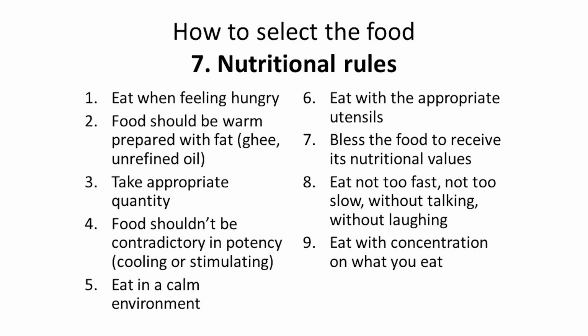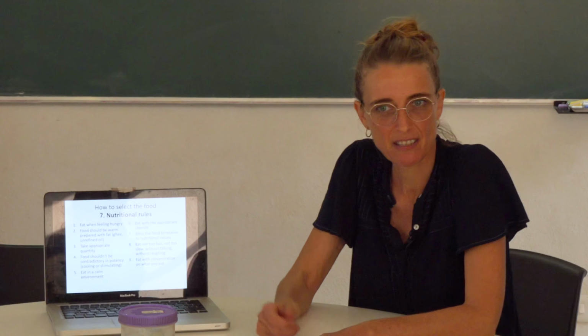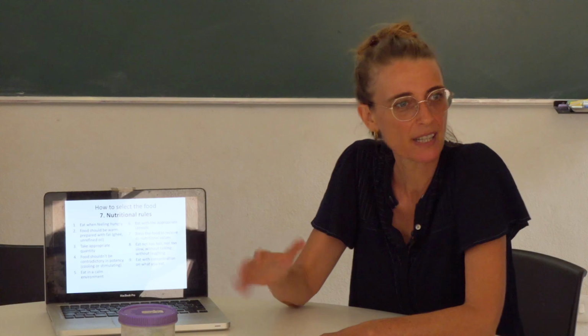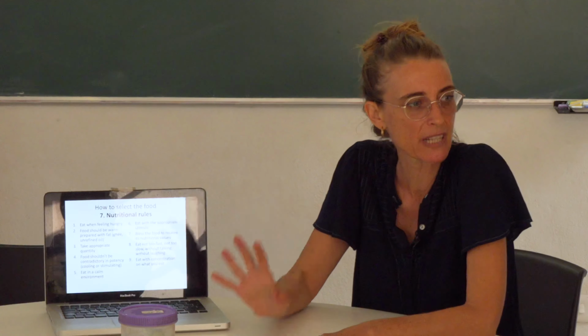So take the appropriate quantity, like we saw earlier. The food shouldn't be contradictory in potency. That means you don't want to eat something that has a cooling effect together with something that has a stimulating effect. Coffee and milk. Here we are. We have coffee that is stimulating, and milk that is cooling.